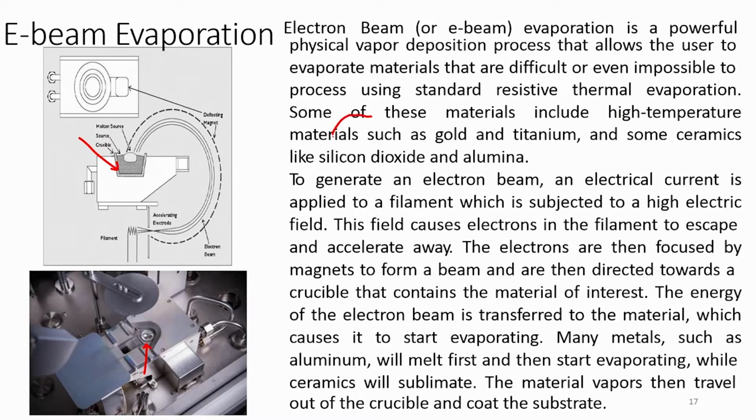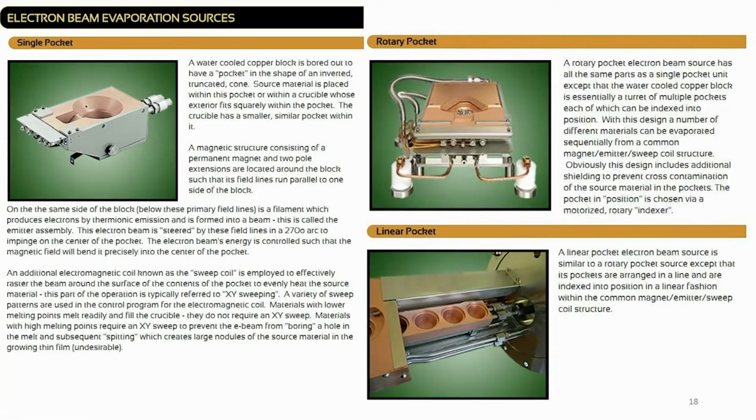If it is rotary, that means there is 1, 2, 3, 4. So, this one here is a rotary system. One source is here, second source will be here, third will be here, fourth will be here. So, you can deposit multiple sources using the rotary system. Then there is a linear pocket where the pockets for holding the source are in a linear fashion like this, right. So, that is what the evaporation source holder means. This is for the single pocket, this is for the rotary pocket and this is for the linear pocket.